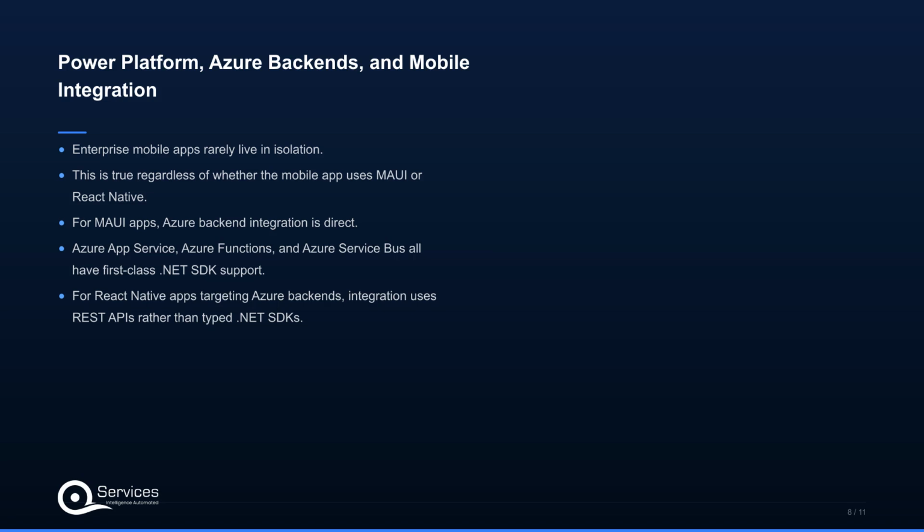For React Native apps targeting Azure backends, integration uses REST APIs rather than typed .NET SDKs. A Microsoft Azure consulting company engagement covering both React Native and Azure typically places API management in front of all services, providing Azure AD B2C authentication, rate limiting, and monitoring regardless of mobile framework. Power Platform governance applies at the connector and API level rather than at the mobile framework level, so your Power Platform investments carry forward either way.